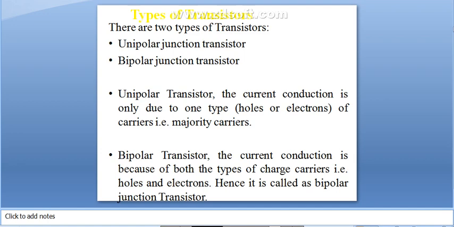There are two types of transistors: unipolar junction transistor and bipolar junction transistor. In the unipolar transistor, the current conduction is only due to either holes or electrons, that is, majority carriers. In bipolar, the current conduction is because of both types of charge carriers, holes and electrons. So that's why it is called bipolar junction transistor.